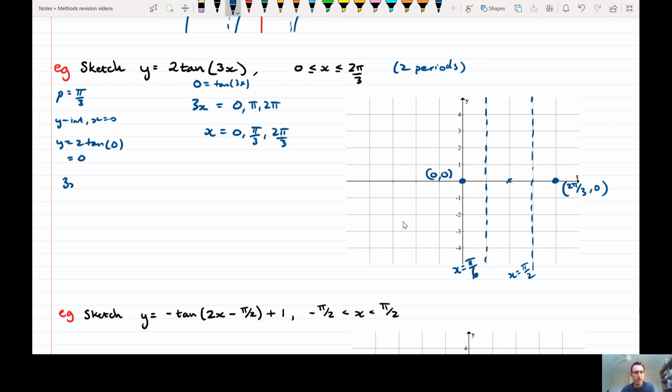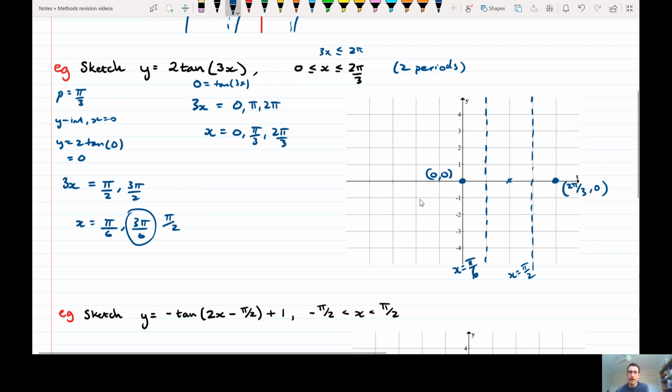So remember I said the bit inside the bracket had to equal odd multiples of pi on 2. So pi on 2, 3 pi on 2, 5 pi on 2, etc. By the working domain, we said that 3x had to be less than or equal to 2 pi. So 5 pi on 2 is too big. And now I'm going to divide through by 3. So pi over 6, comma, 3 pi on 6, which cancels out to be pi over 2. And that's what I've labelled.